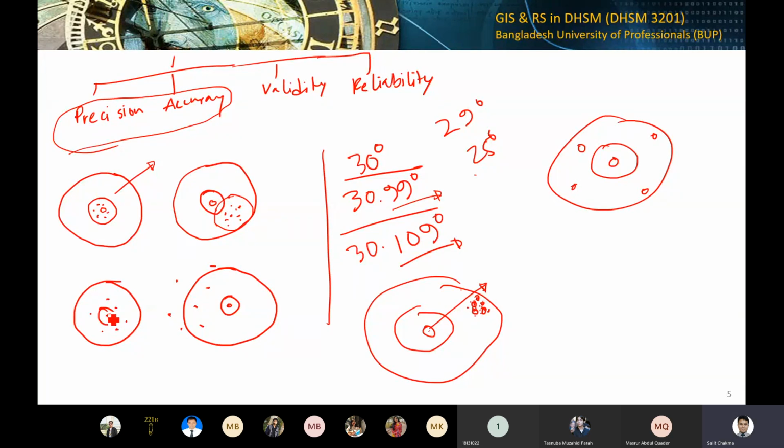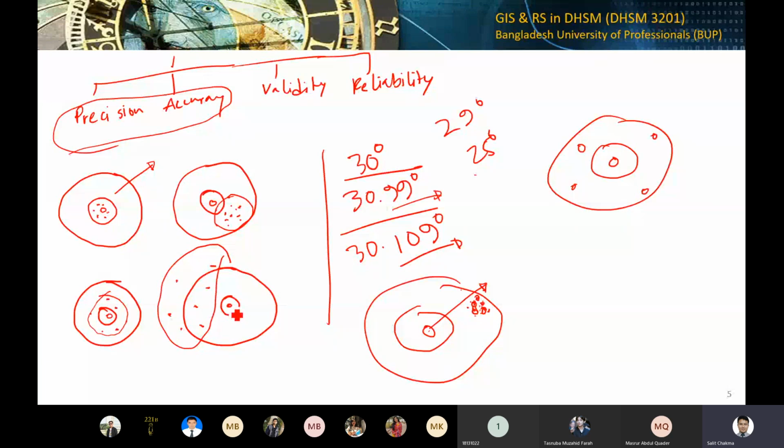In this example, we can say that they are fairly accurate and fairly consistent because they are almost close to the bullseye. Okay. In this example, we can rule out everything. We can say that it's neither accurate nor precise. Why? Because it's not hitting the bullseye.